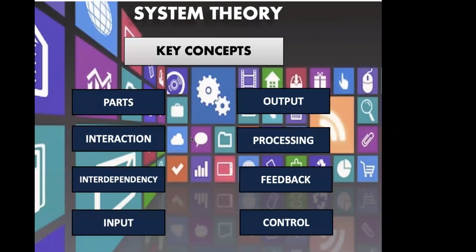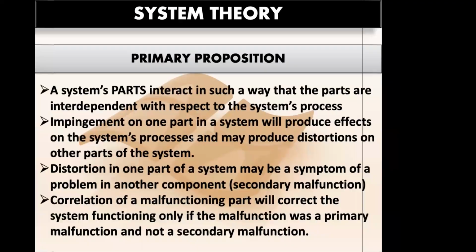In addition, the basic idea behind systems theory is the whole is greater than the sum of its parts. An easy example of this is baking a cake. If you were to lay out all of the ingredients of a cake, you would not have a cake. Instead, you would have the ingredients of a cake. The primary propositions of the theory are the following. A system's parts interact in such a way that the parts are interdependent with respect to the system's process. Impingement on one part in a system will produce effects on the system's processes and may produce distortions on other parts of the system.